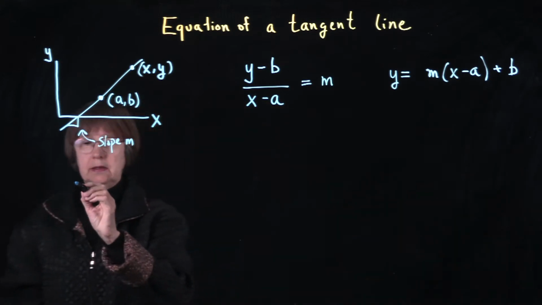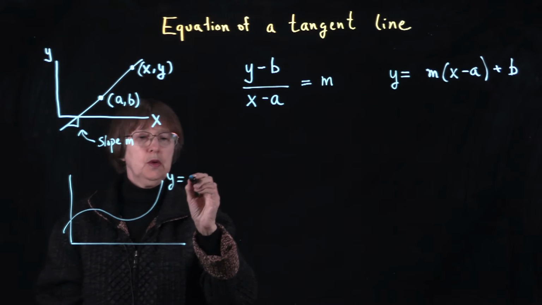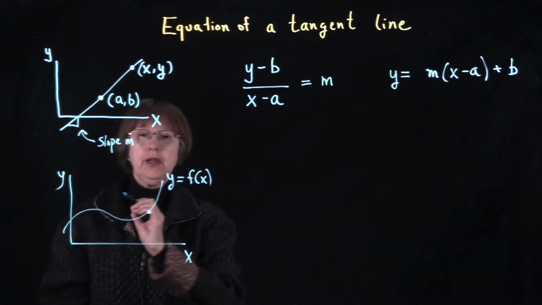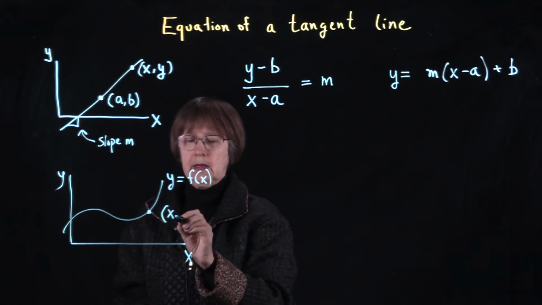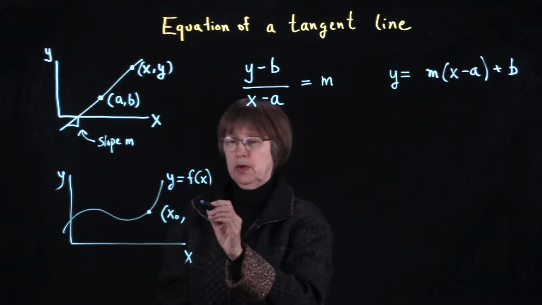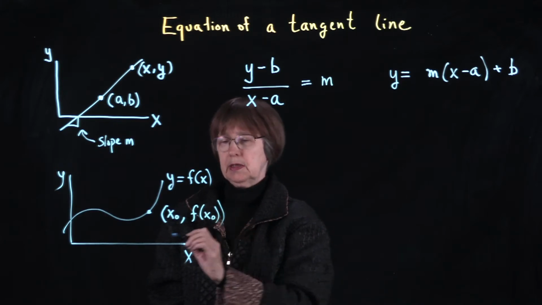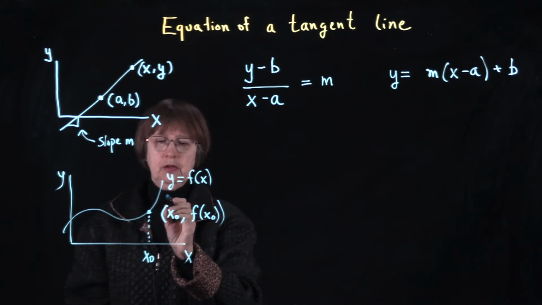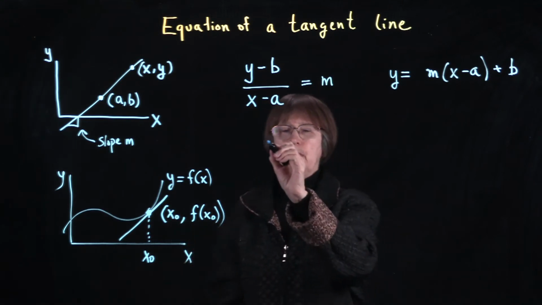Now let's look at a generic function. Suppose this is the function y equals f of x. And let us look at a particular point on that line. Suppose the coordinates of that point are x naught, and the y coordinate would be the function evaluated at the point x naught. We're going to glue a tangent line right to that point, and that line has the following property.